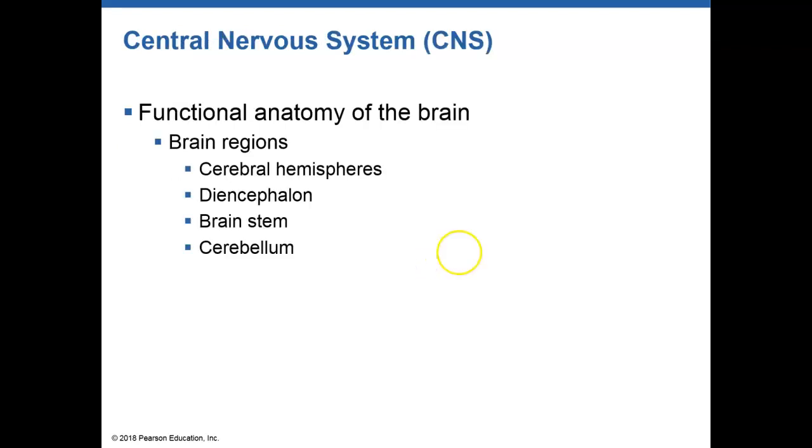Okay. So now let's get into the brain. There are different regions of the brain, and each region of the brain has its own major functions. The cerebrum or cerebral hemispheres are the large top portion of the brain, the part of the brain most people think about when they think of the brain. That's for your conscious awareness.